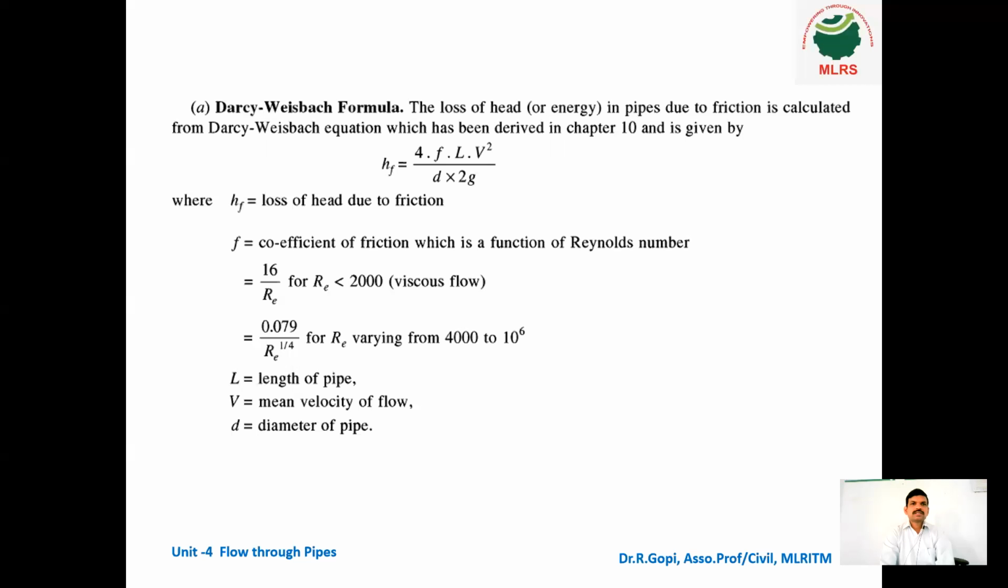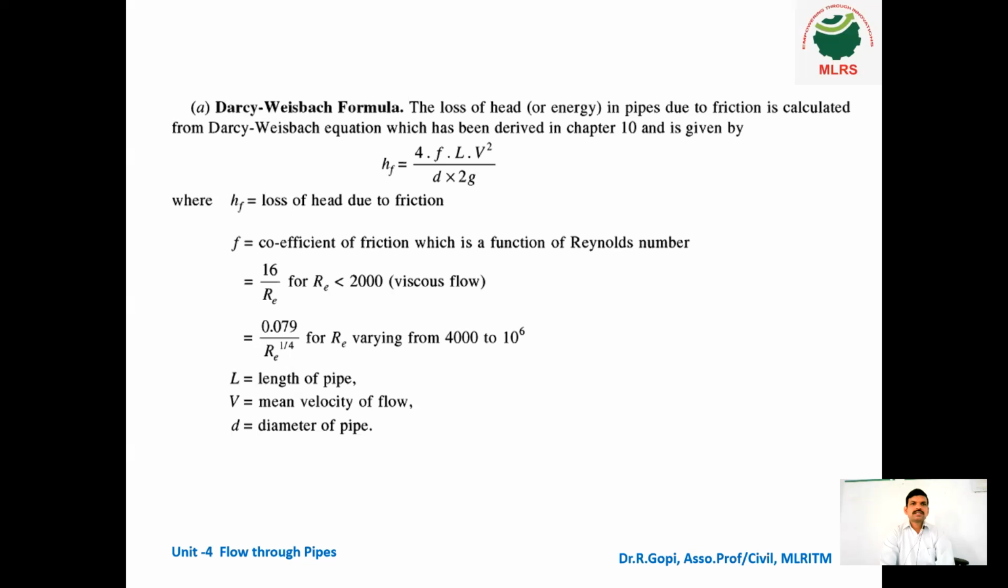So for calculating the Reynolds number, we need a formula. That formula is Re = VD divided by nu. V is the velocity, D the diameter, and nu the kinematic viscosity. Based on the Reynolds number value, if it is less than 2000, you have to use f = 16 divided by Re. Or otherwise, if the Reynolds number is between 4000 and 10 power 6, which is 1 lakh to 10 power 6, you have to use 0.079 divided by Re power 1 by 4.